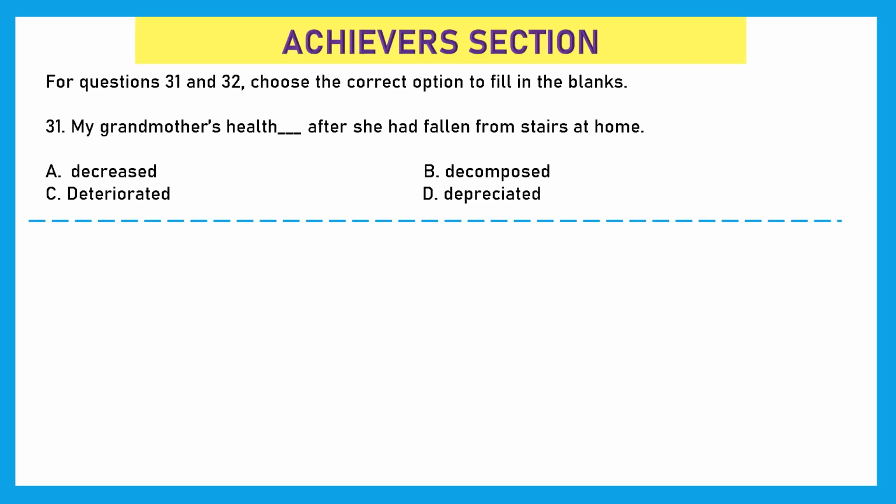Moving to the last section, that is of achiever section, and it holds double marks for each question. For questions 31 and 32, choose the correct option to fill in the blanks. Question 31. My grandmother's health dash after she had fallen from stairs at home. So if somebody has fallen from stairs at home, the condition would progressively worsen, right? And the meaning of option C, that is deteriorated, is becoming worse. So option C is the right answer.